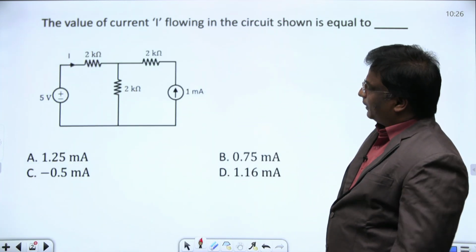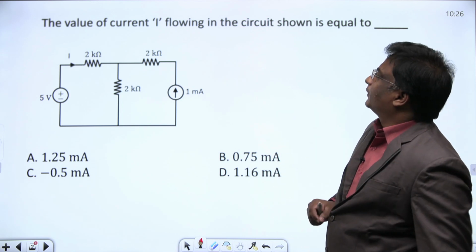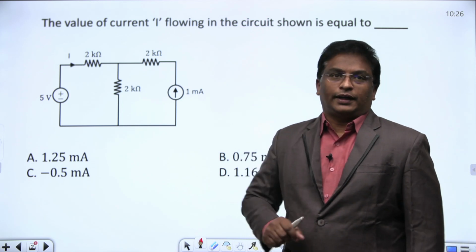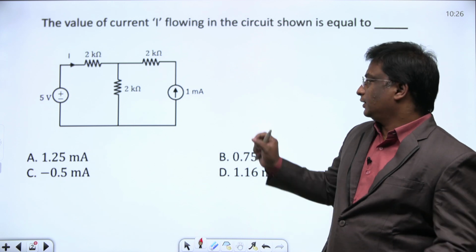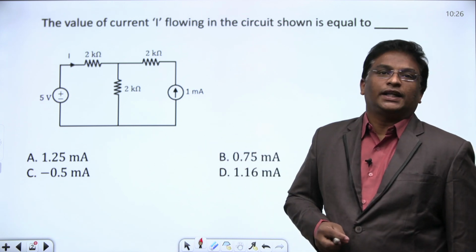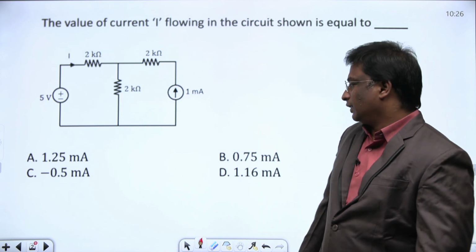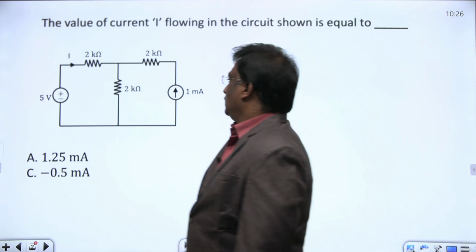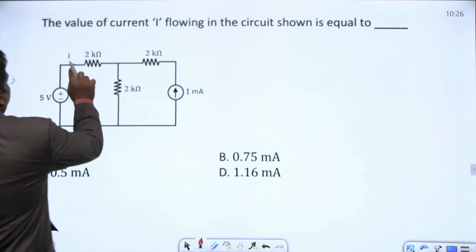Very simple question from network theory. They're asking what is the value of current I flowing in the circuit shown in the figure. They gave the circuit and the options. This belongs to MCQ, multiple choice questions. One of the options will be correct. Here they're asking us to determine this I.